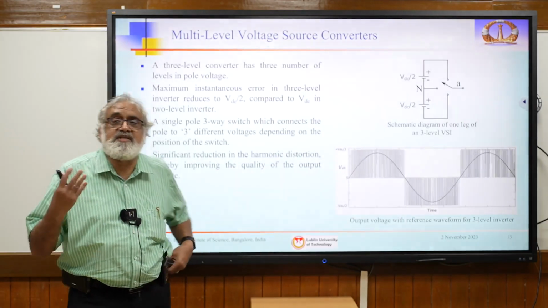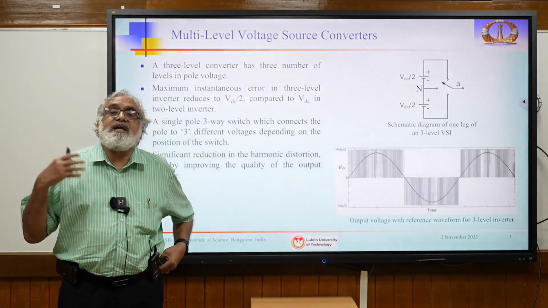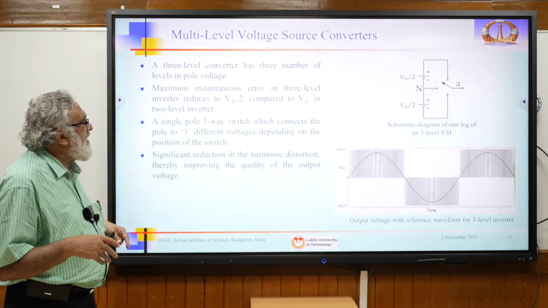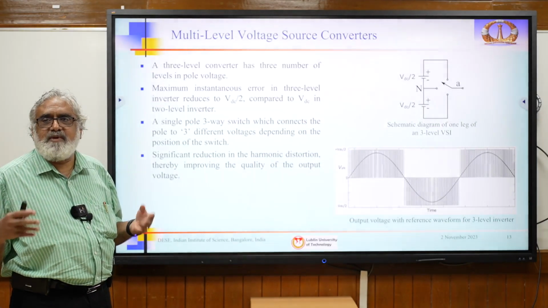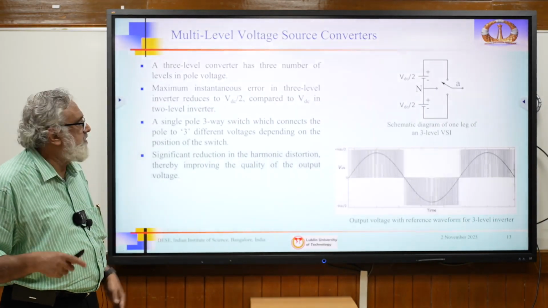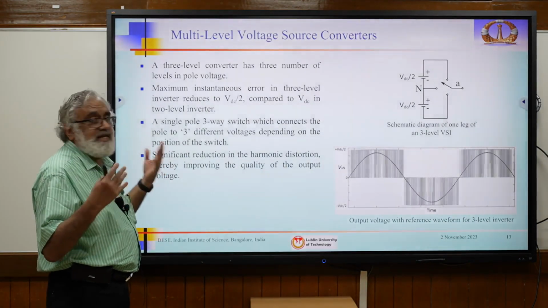In those days, most of the research was on commutation circuits; there were a lot of papers on how fast and how efficiently you can do commutation. Then the power transistor and power MOSFET came. Before that there was also the GTO, which people are not using now. But let us see how to get a multi-level structure.